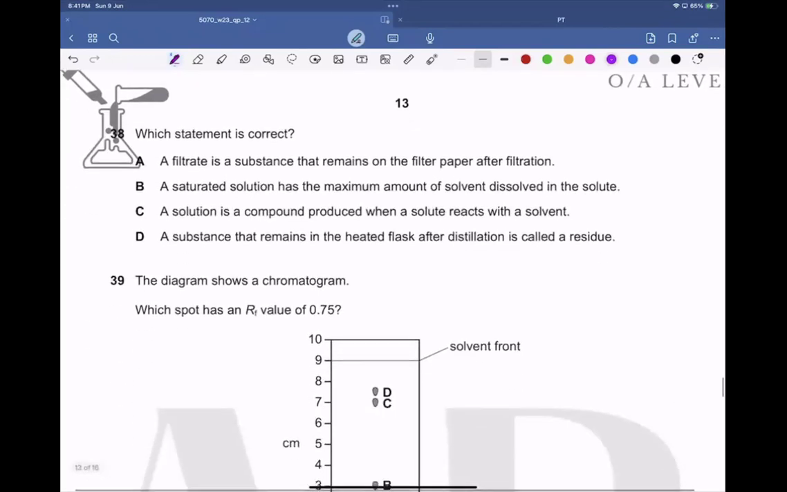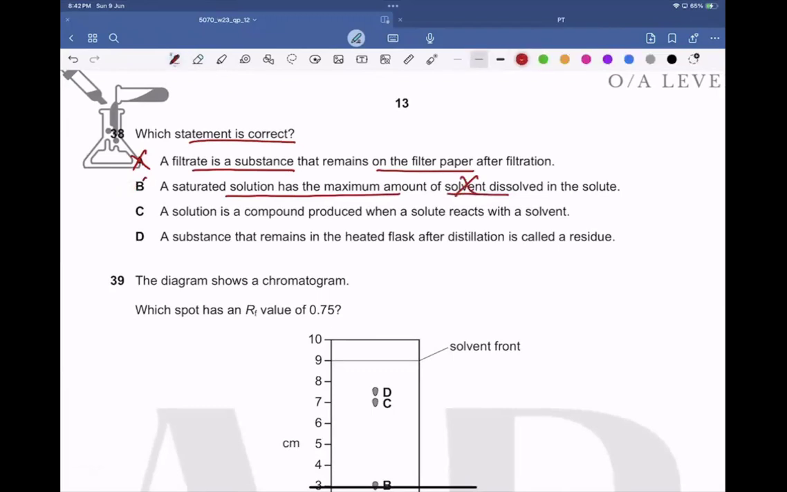Now question number 38. Which statement is correct? A filtrate is a substance that remains on the filter paper. No, that passes through the filter paper. That doesn't remain on the filter paper. A saturated solution has the maximum amount of solute dissolved in it. So B goes wrong as well.